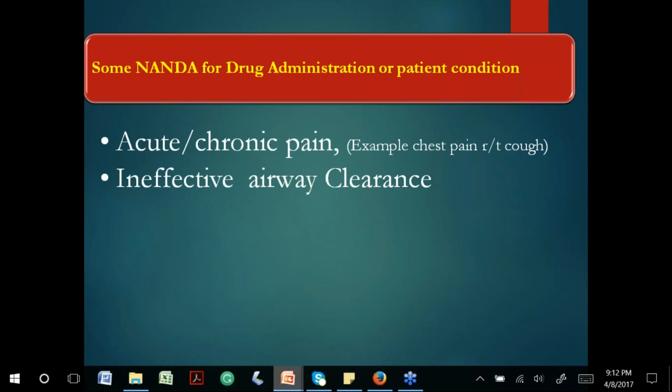So acute chronic pain. For example, a patient who, I put cough there just to remind me of the example. You have, for example, chest pain. It could be for angina, for myocardial infarction, right? So that is the nursing diagnosis. And some acute or chronic pain related to drugs.